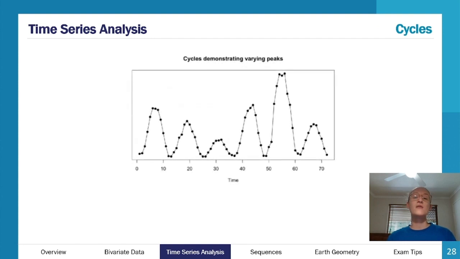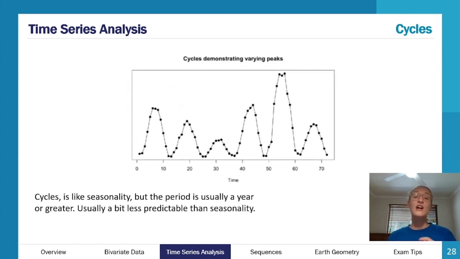On the other hand, when we have cycles, they're very similar, but there are some key differences. So cycles, like we said, are like seasonality, but the main difference, which is really important to keep in mind, is that with cycles, again, predictable patterns, but the period is usually a year or greater, and they're usually less predictable than seasonality.